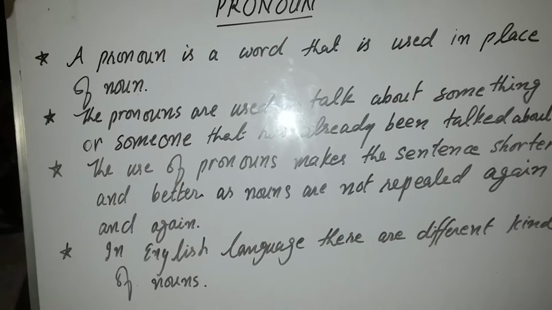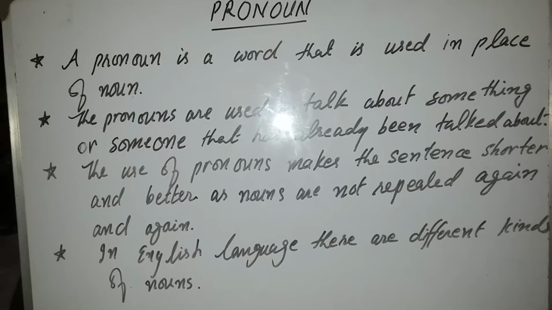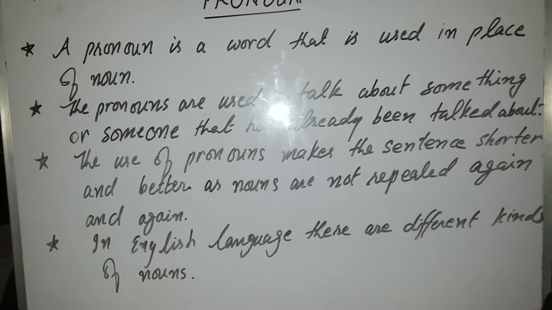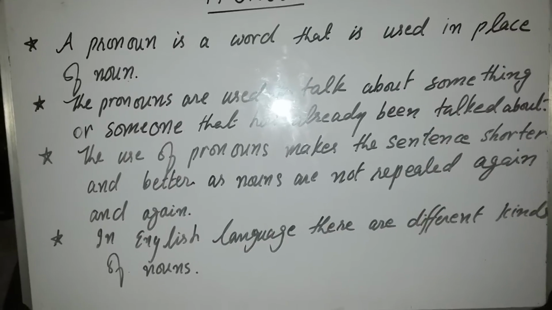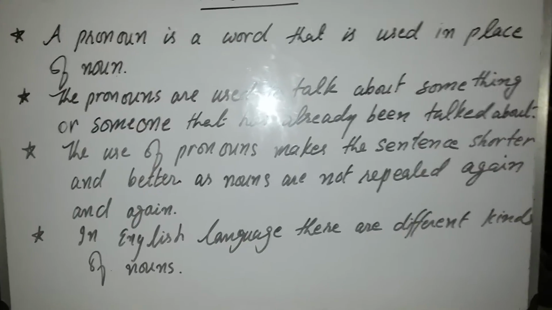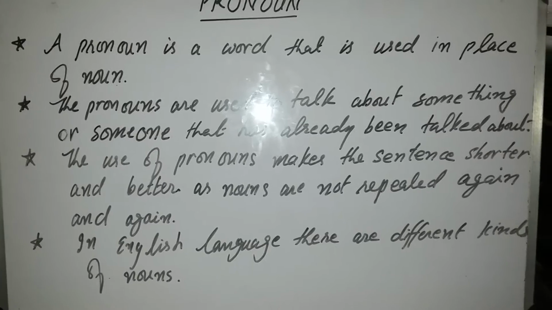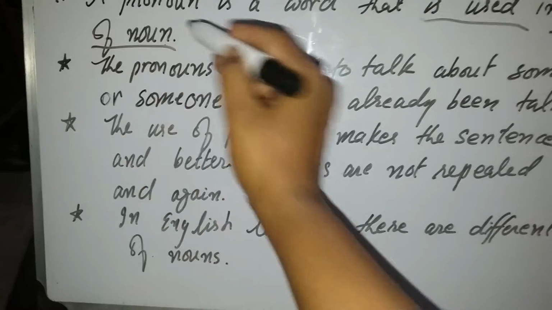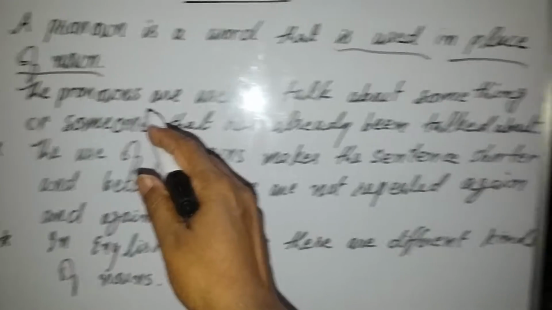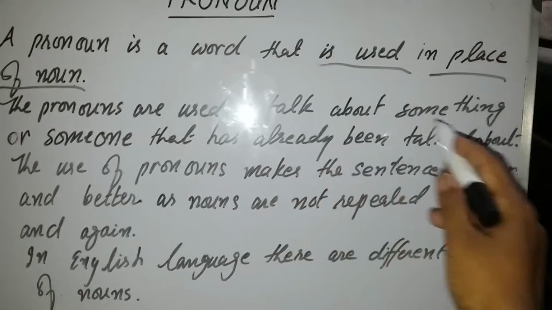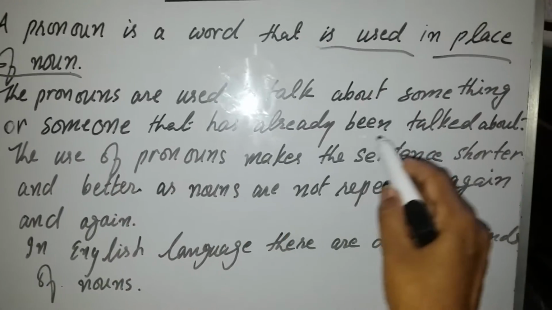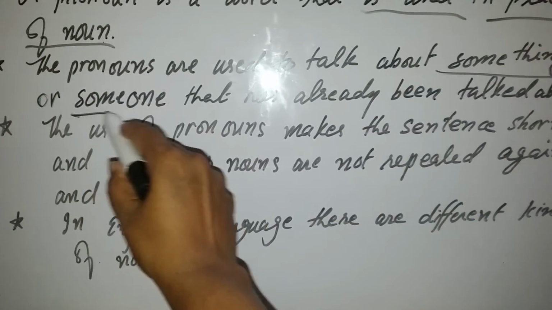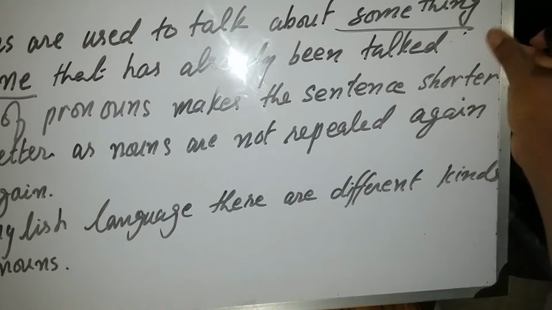The use of pronouns makes the sentence shorter and better, as nouns are not repeated again and again. In the English language, there are different kinds of pronouns. Now, what is the definition of pronoun? A pronoun is a word that is used in place of a noun, and pronouns are used to talk about something or someone that has already been talked about.